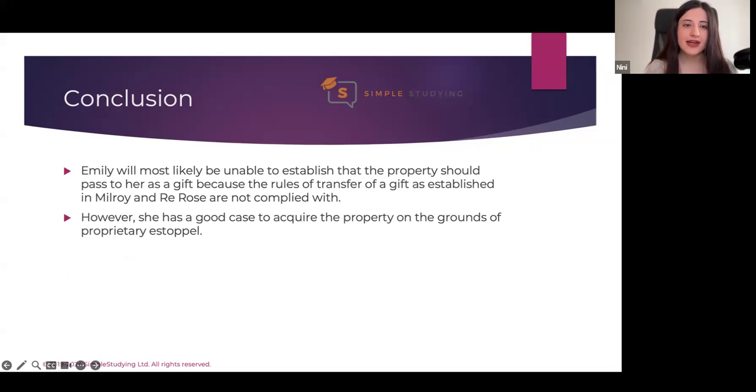You can argue that Emily will most likely not be able to establish the ownership of the property by relying on gifts because the formalities have not been followed, by application of the cases such as Milroy and Re Rose. However, proprietary estoppel can be relied upon, and if proprietary estoppel is successfully established, there are high chances of that, then Emily can get the property.